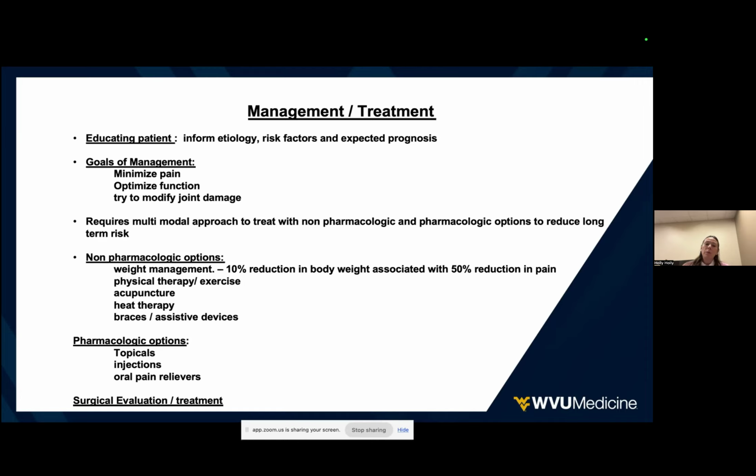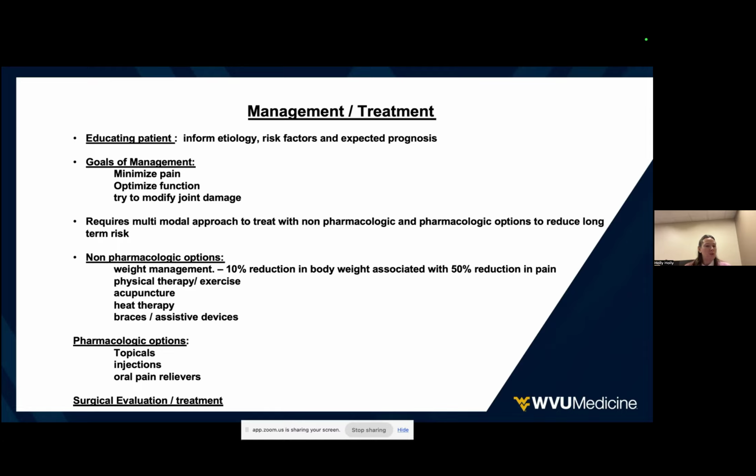So when we're thinking about how do we help them without having to go straight towards medicines, because certainly there's risks involved with that, and not all of our older patients are always great candidates for some of our pharmacologic options. If we can reduce weight, any weight reduction, at least 10% of their body weight, can decrease their pain by 50%. So it's pretty significant. And if they know that, that may give them incentive to lose that weight.